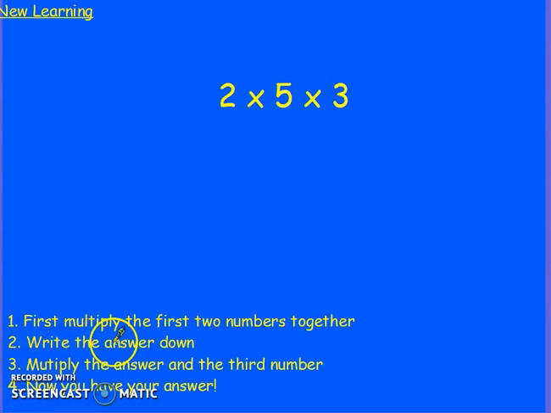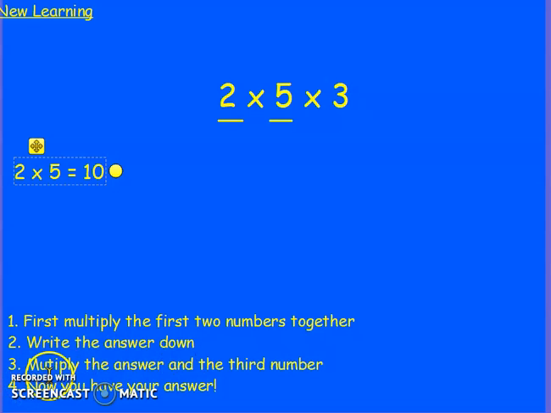First, we will multiply the first 2 numbers together. So we've got 2 times 5. In your maths book, you would write that as a sum. I'm going to type it actually, so you can see it clearly. 2 times 5 equals 10. We write the answer down.